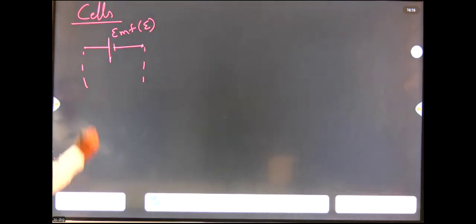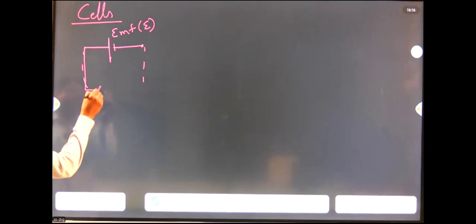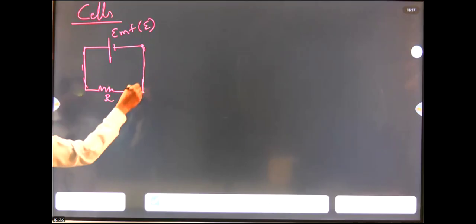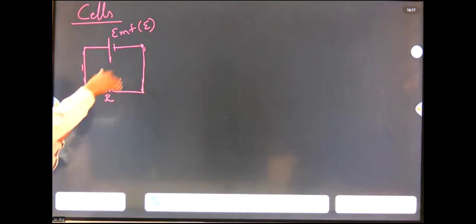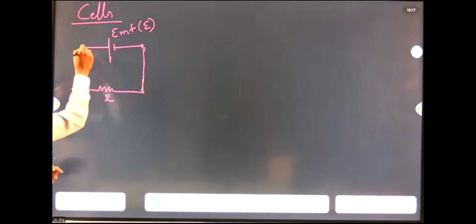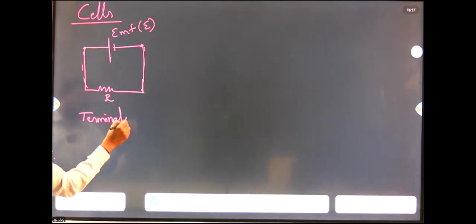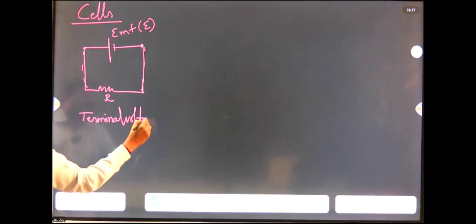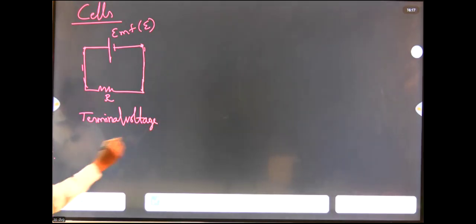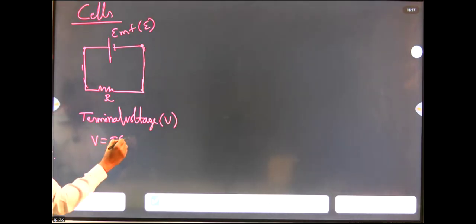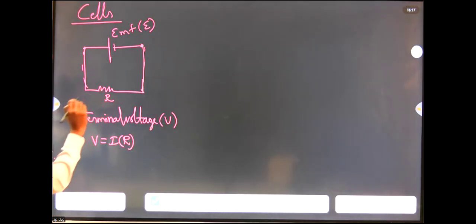Now, if you connect this to an external circuit having some resistance R, then what happens? Current starts flowing. When current starts flowing, whatever voltage we see across these two points is called the terminal voltage. Terminal voltage is represented by the symbol V. By definition, V is equal to the current flowing multiplied by the external resistance applied. V is equal to I into R by Ohm's law.